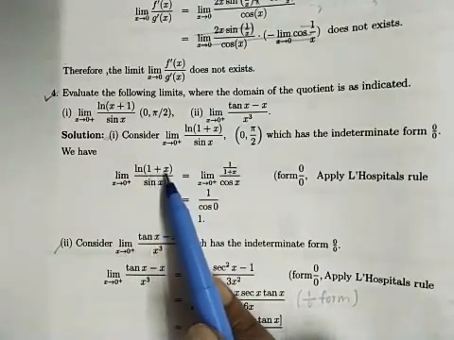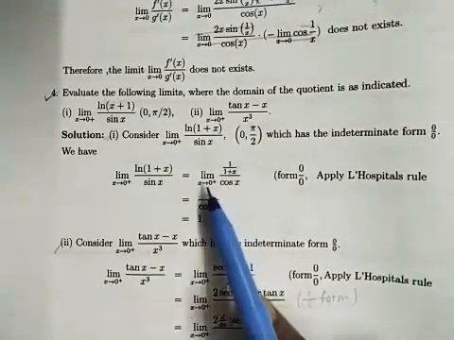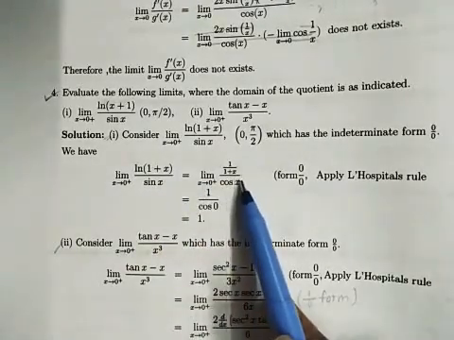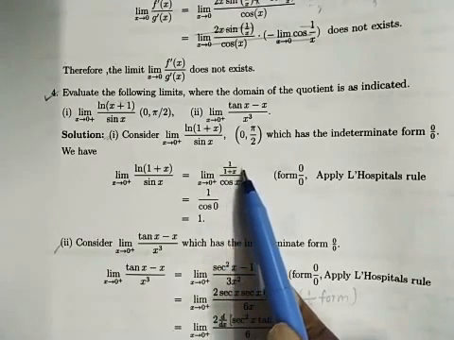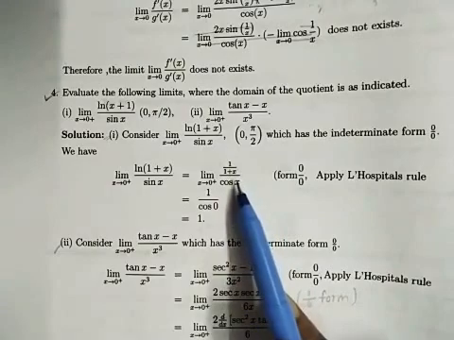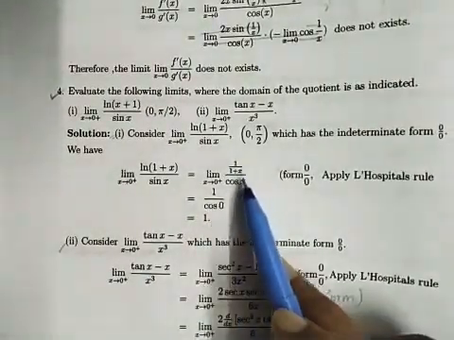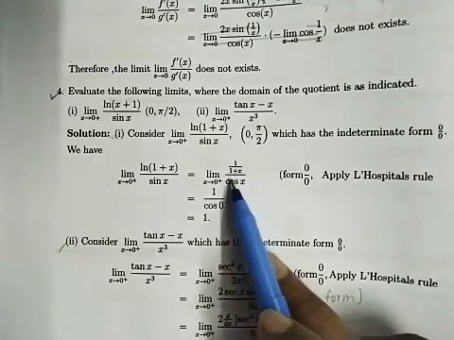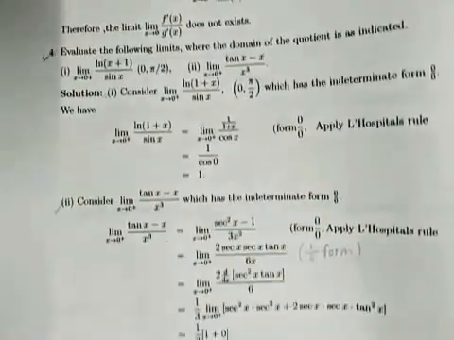Derivative of log(1 plus x) is 1 upon 1 plus x. Derivative of sin x is cos x. After applying limit here, what we get? We get 1 upon 1 plus 0, that is 1 upon cos 0, that is 1. So our answer is 1.